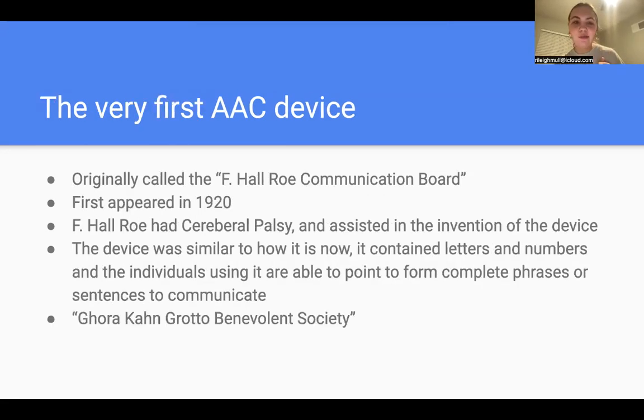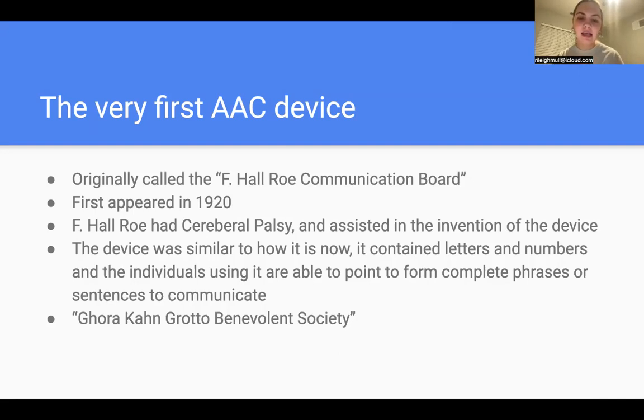Okay, so the very first device was developed by a man called F. Hall Roe, and it was called the F. Hall Roe Communication Board. He had cerebral palsy and he assisted in the invention of the device. It first appeared in the 1920s. I couldn't find an exact date. It also said online that he was the co-creator, but I couldn't find who helped him, so I can't give them credit. He was the only person I could find that they mentioned by name, but they kept saying co-creator, so I'm not entirely sure.